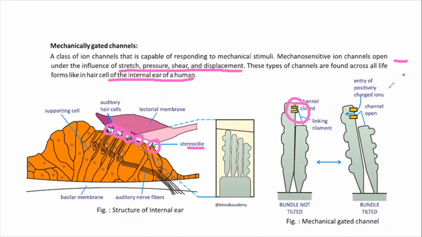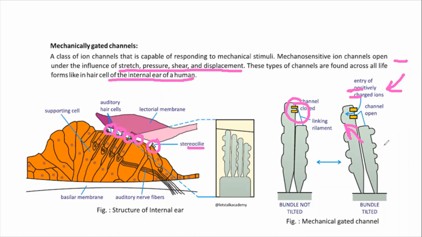Whenever sound waves or some kind of pressure or mechanical stimulus is there, what happens? They tilt in their direction, and because of this tilting, the channel is getting open, and the positively charged ions are getting inside. So this is the only one small topic about the mechanically gated channel. What you have to understand here is that the channels are first positioned in a single way like this. Can you see over here? Like this.